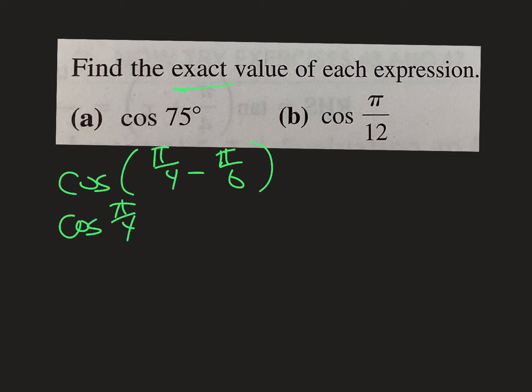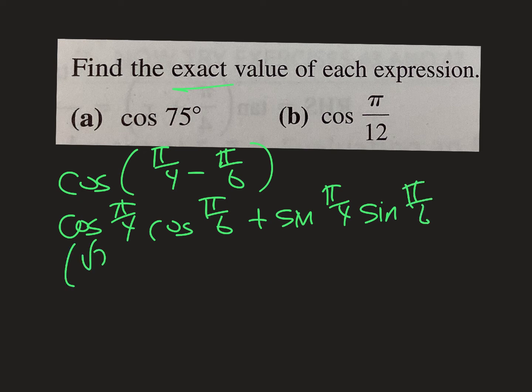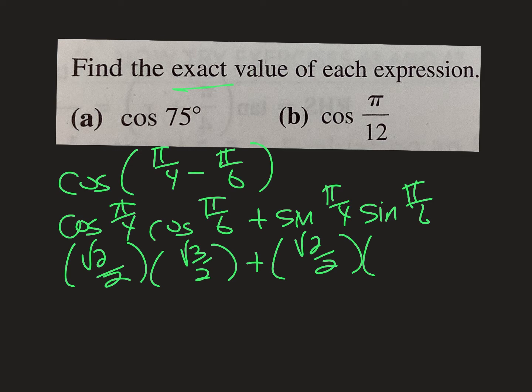This is cosine subtraction. So I'm doing cosine, cosine, plus sine, sine, and I'm going to work it out. Cosine pi over 4, square root of 2 over 2. Cosine pi over 6, square root of 3 over 2. Sine pi over 4, square root of 2 over 2. Sine pi over 6, 1/2. What that gives me, my first part gives me square root of 6, because 2 times 3 is 6. The second part gives me 2 times 1, which is square root of 2.